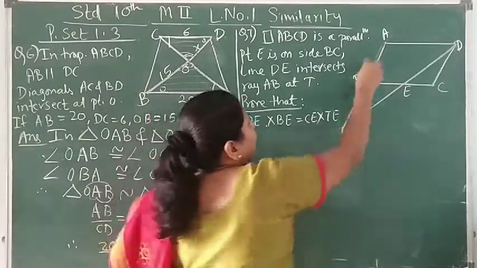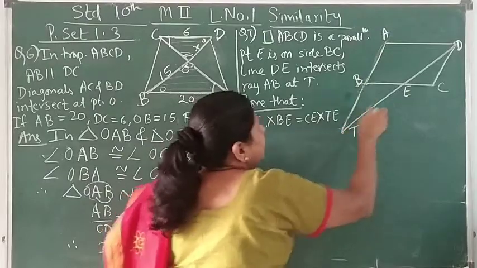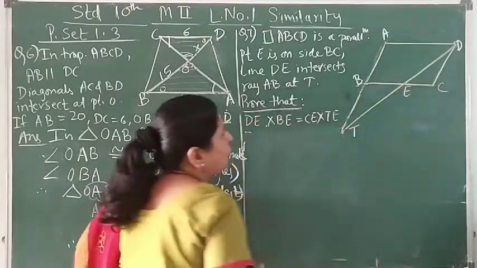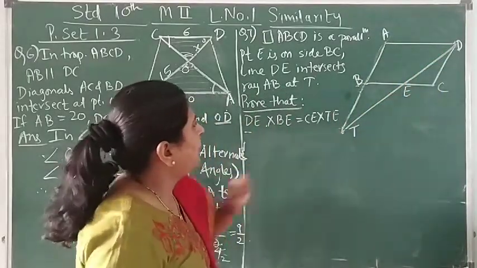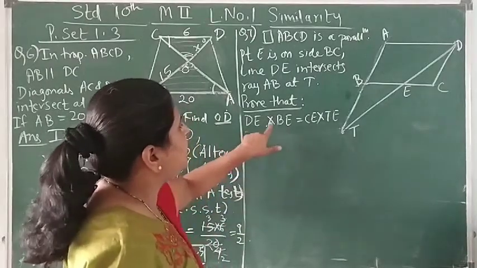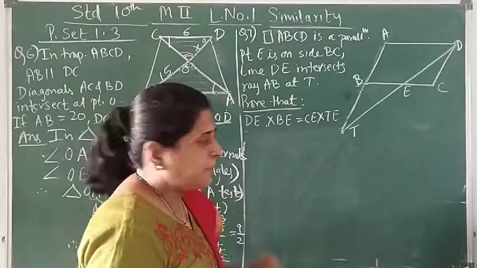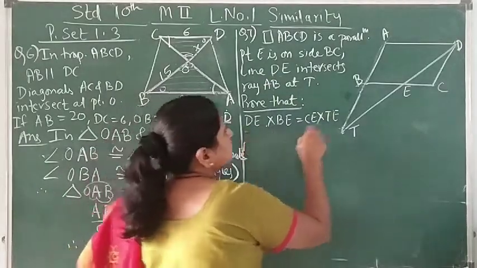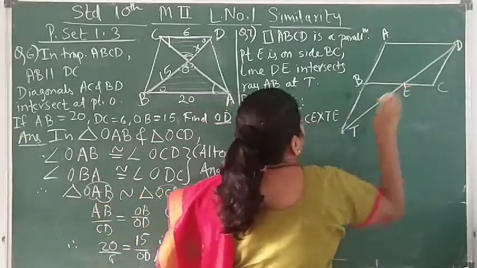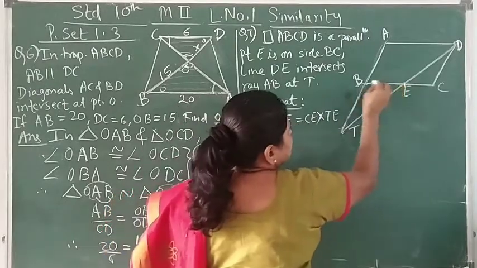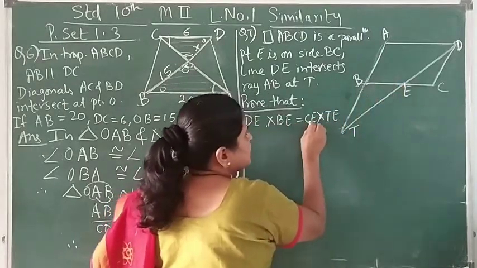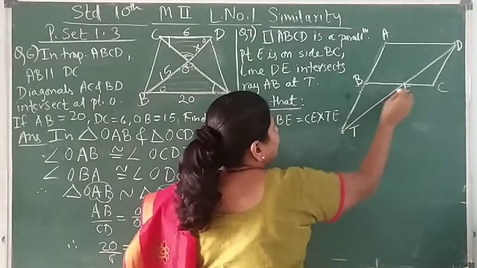It means ABT and DET are collinear points, and they are meeting at point T. We have to prove that DE into BE is equal to CE into TE. Where are these segments? Let's check it. DE, where is DE? This is DE. Okay, into BE. BE is this. Is equal to CE into TE.